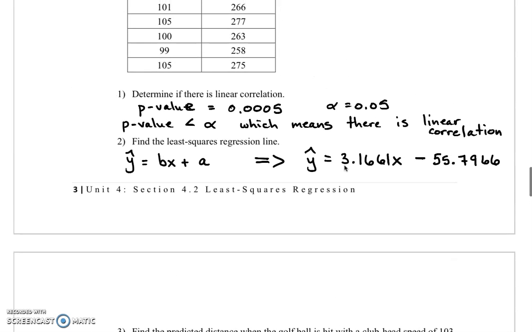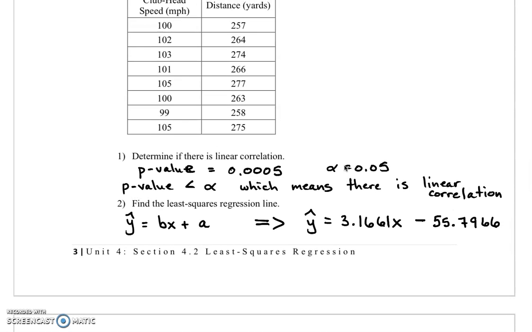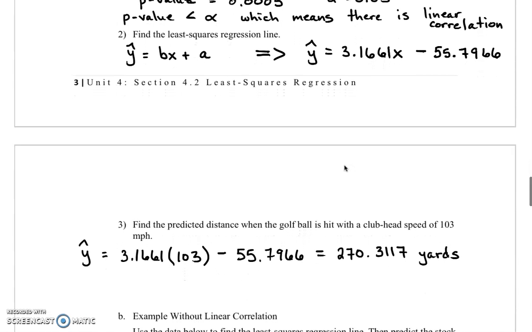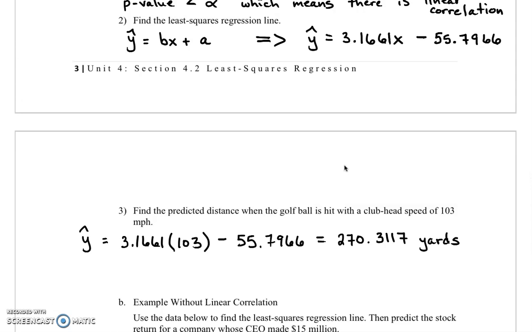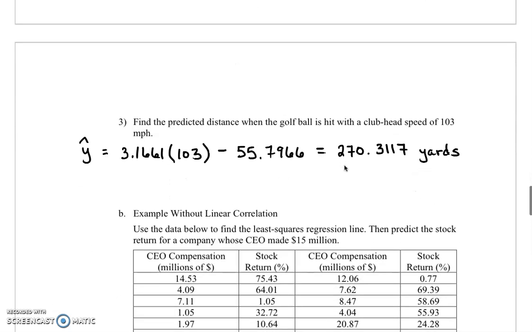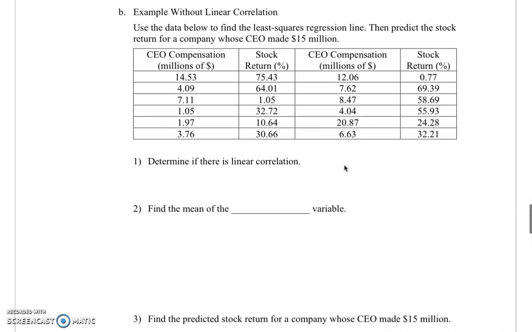So that's an example where we do have linear correlation, and we use the equation to predict values. What happens if we do not have linear correlation? Well, we'll discuss that in the next video.